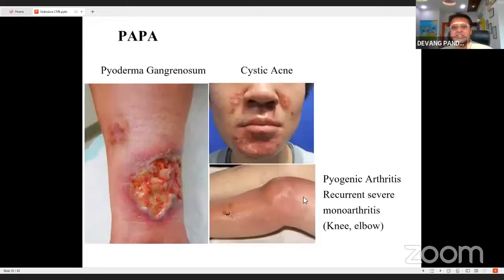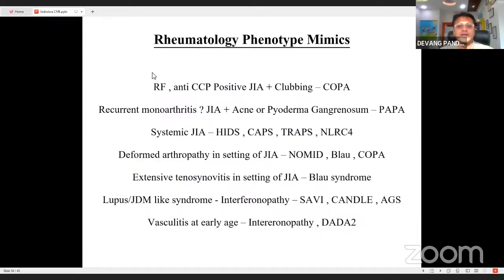And another such miscellaneous disorder, and this is the last in our presentation, PAPA syndrome, which is pyoderma gangrenosum, cystic acne, and pyogenic arthritis, usually monoarthritis, knee and elbow. And this child also responds to different kinds of biologics, maybe TNF and maybe IL-1, because this disorder we are still not able to categorize in any etiological pathway.